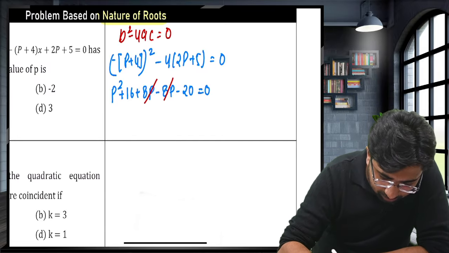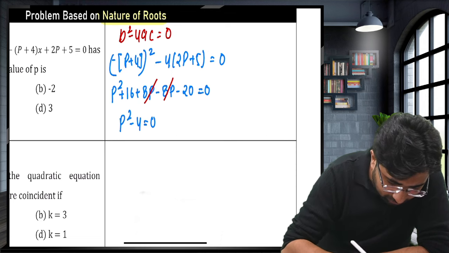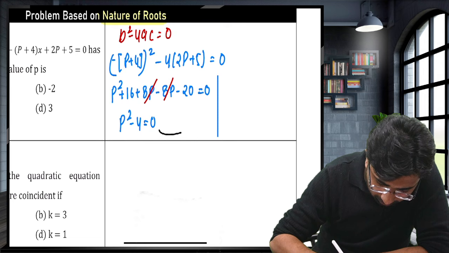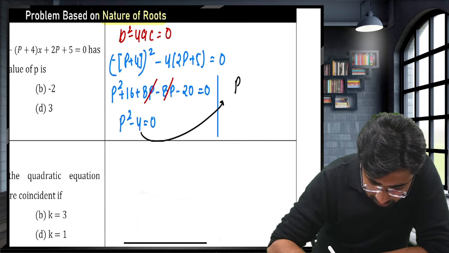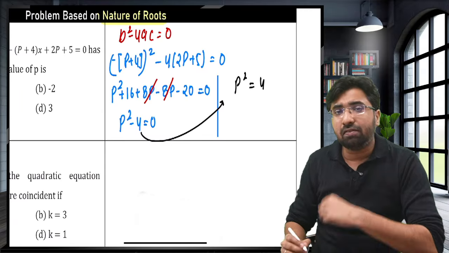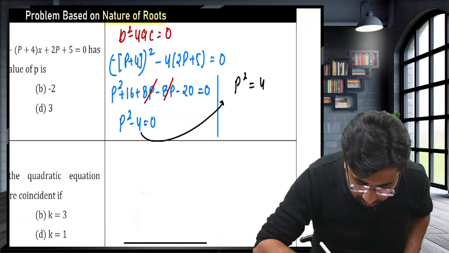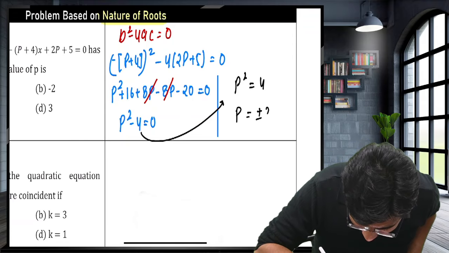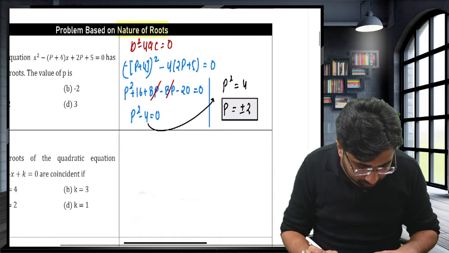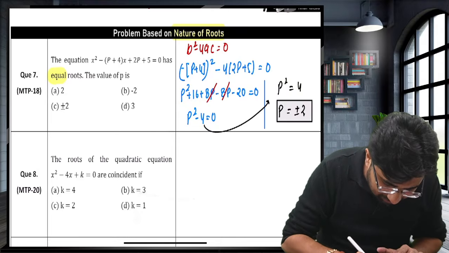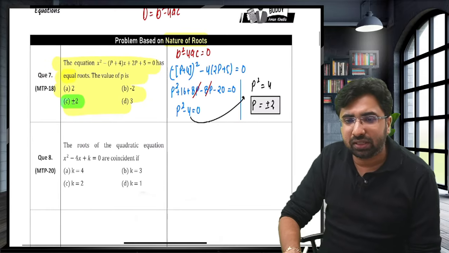8P minus 8P. We are getting P square minus 4 is equal to 0. So from here onwards, can I simply say P square is equals to 4? Whenever we remove the square sign, we get positive and negative both the values. So I will say P is equals to plus minus 2. Option A, no, option C is the right answer.